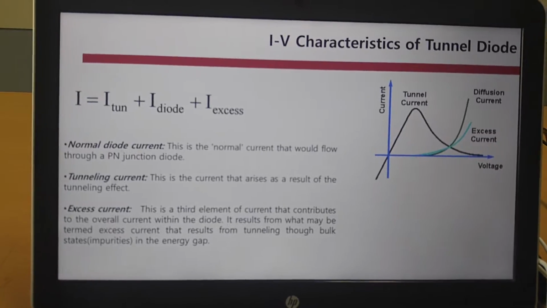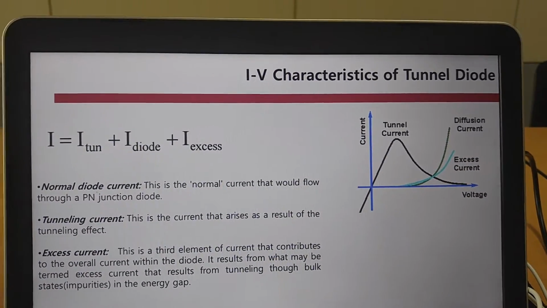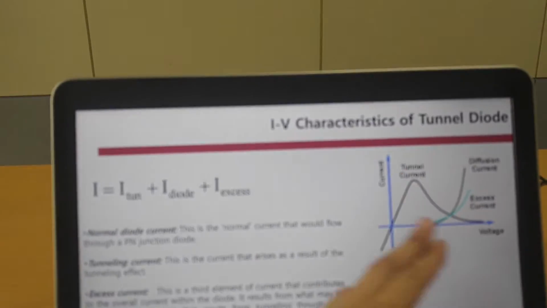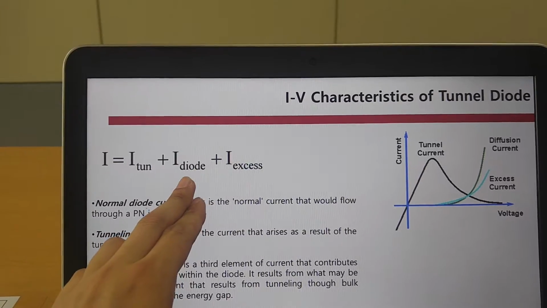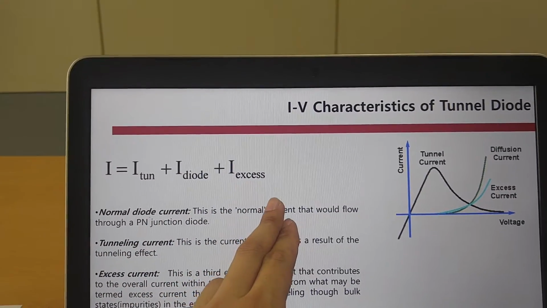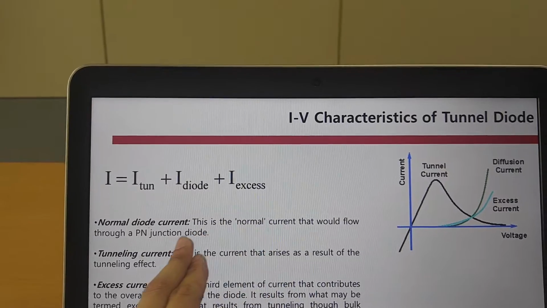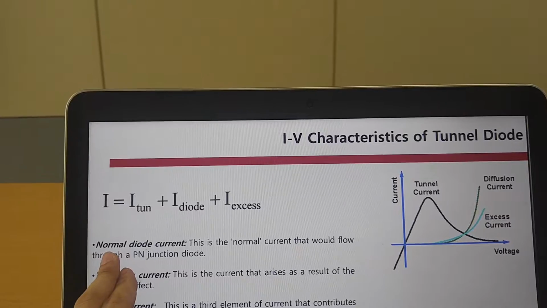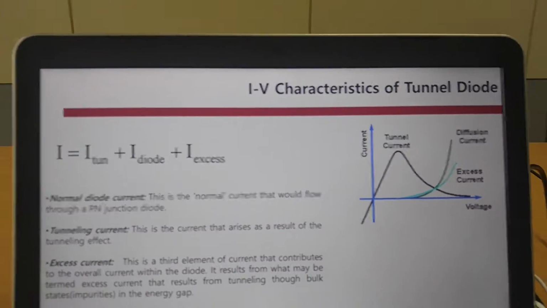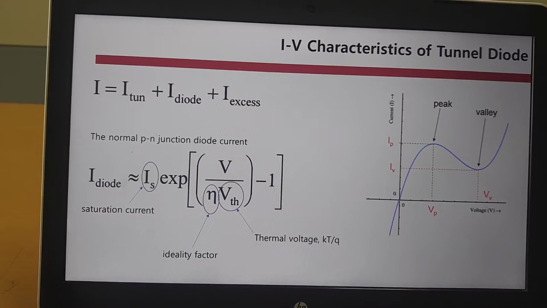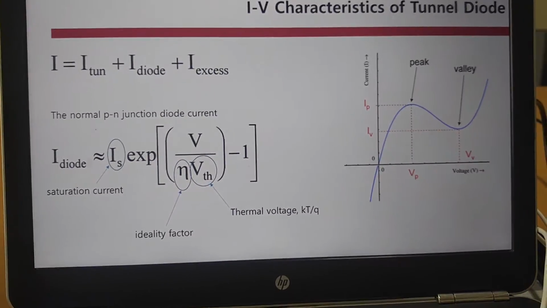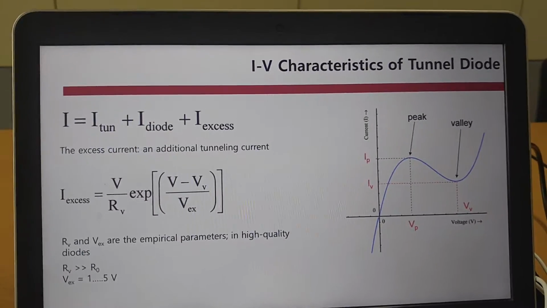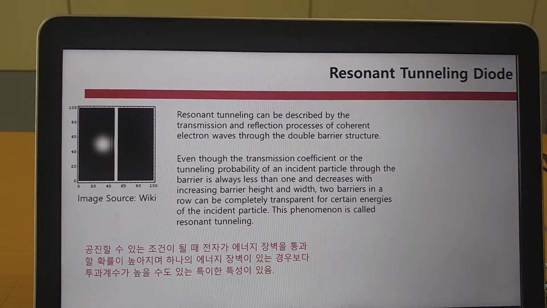For this section, it is the same as what I talked about before. The total current here consists of tunneling current, diode current, and excess current. As you can see here, the diode current is the same as the normal diode current. We don't have to memorize these equations. We have to know how to use them.